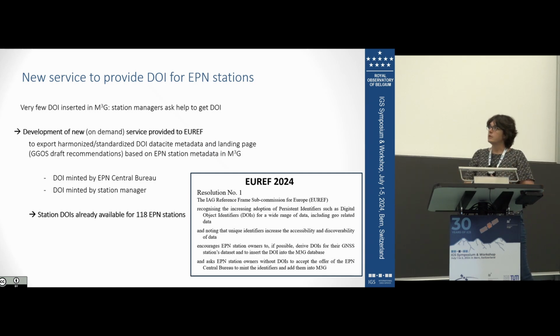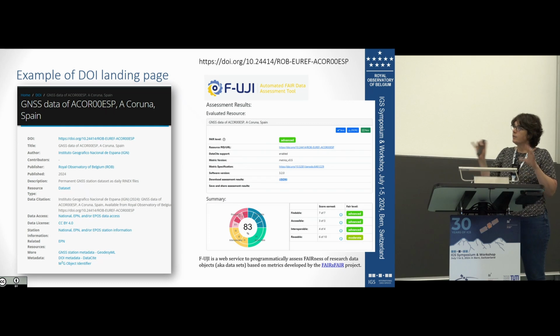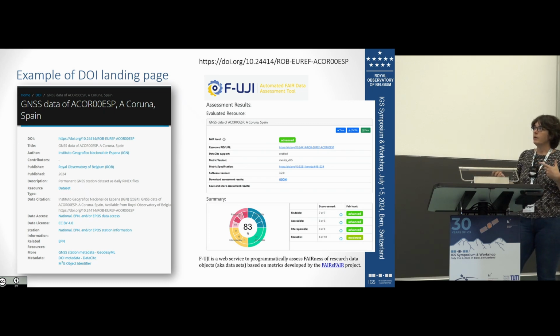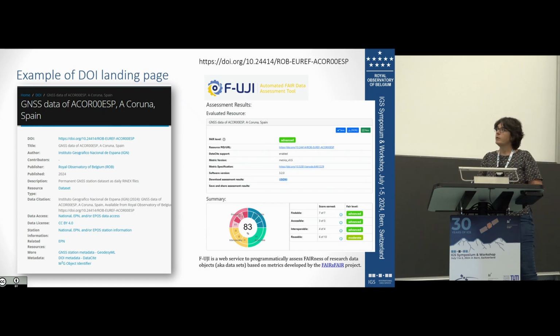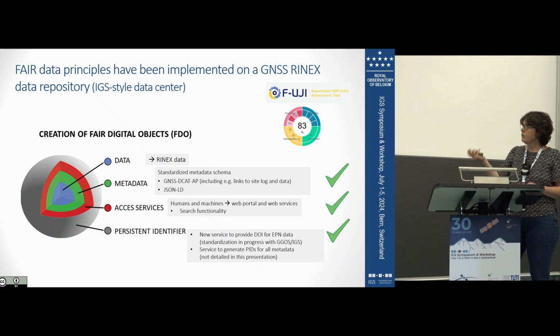They follow, of course, the GGOS draft recommendations. It's based on all the information we have in M3G. And then from this, the DOI can be minted either by the central bureau or by a station manager. At the moment, we already have 118 EPN stations for which we have a station DOI. And we hope that it will increase soon because we had a resolution with the EUREF to encourage the station managers to mint such a DOI.